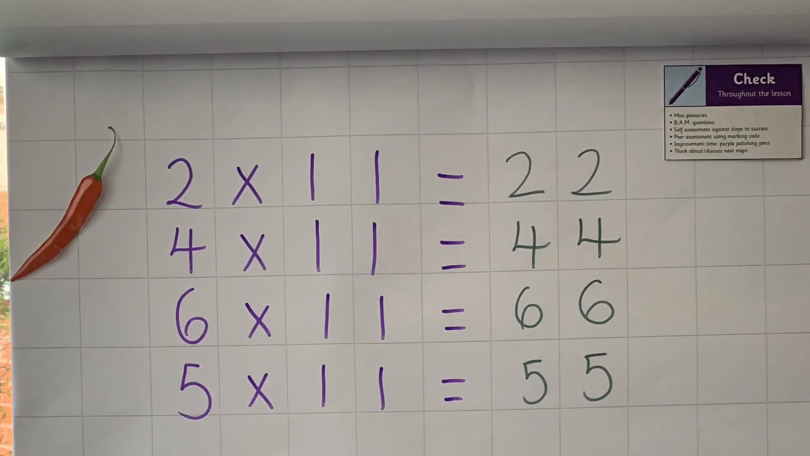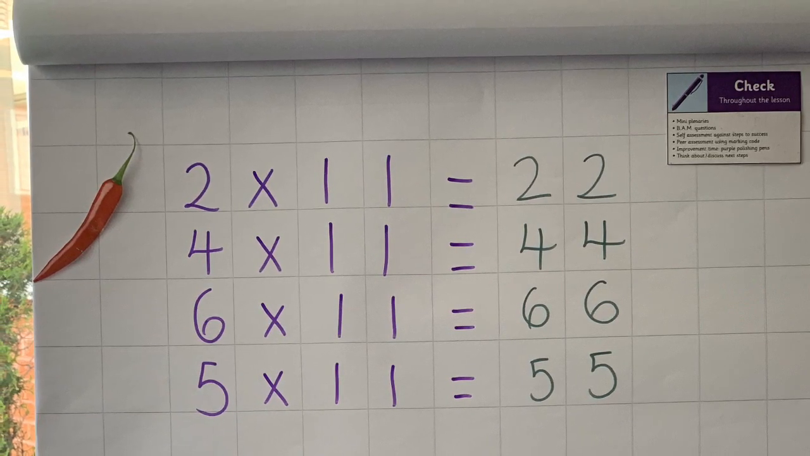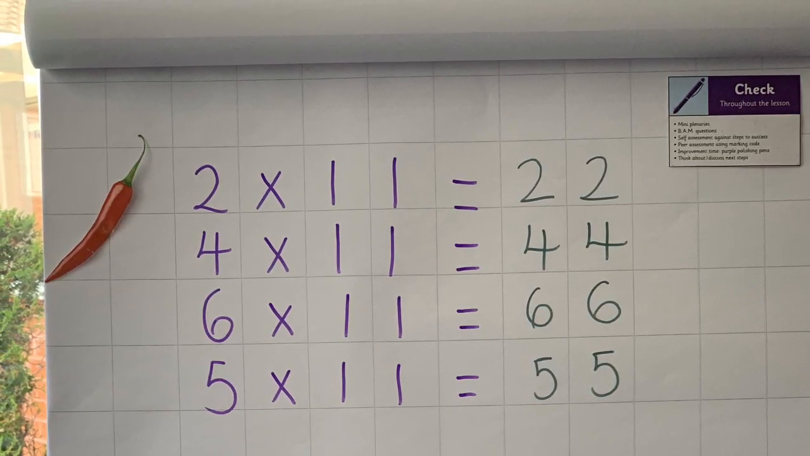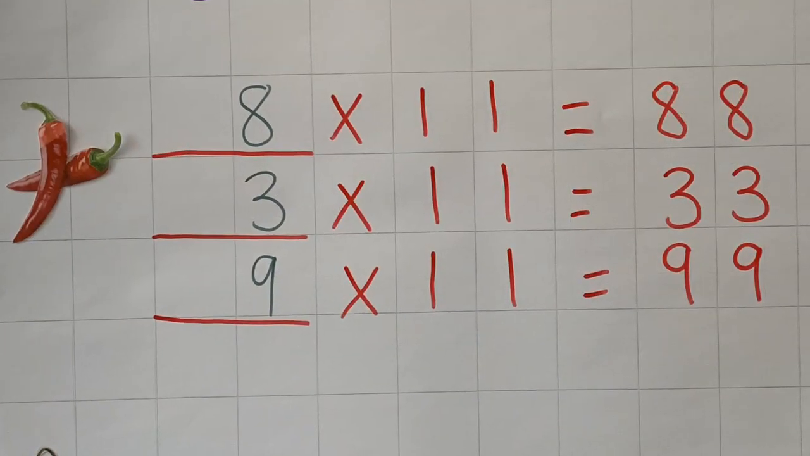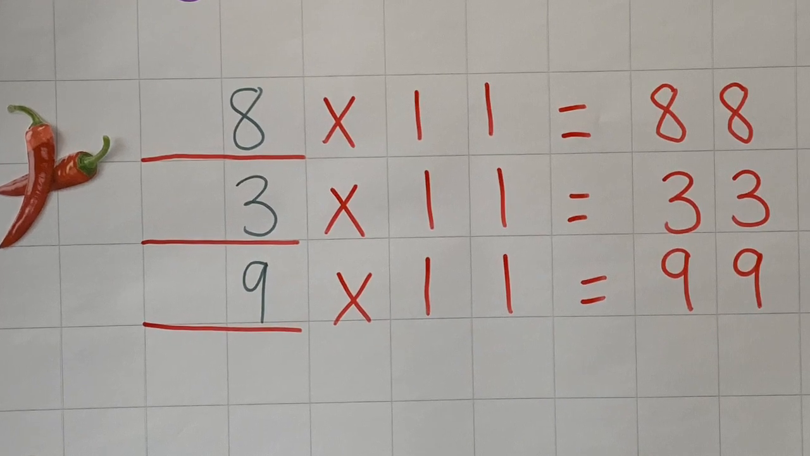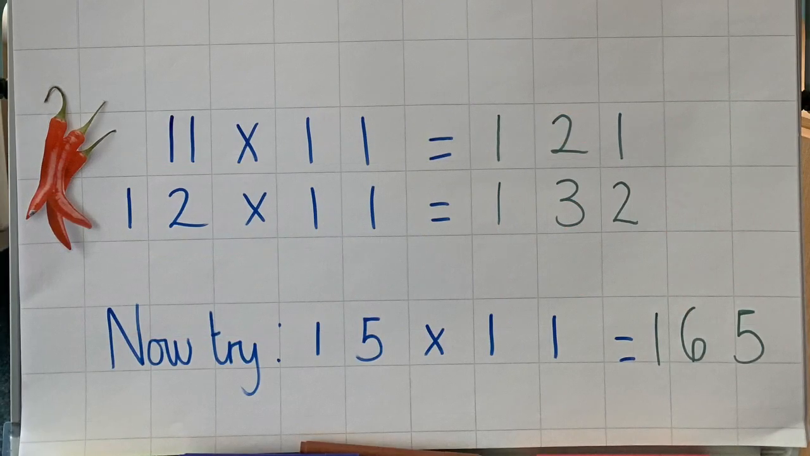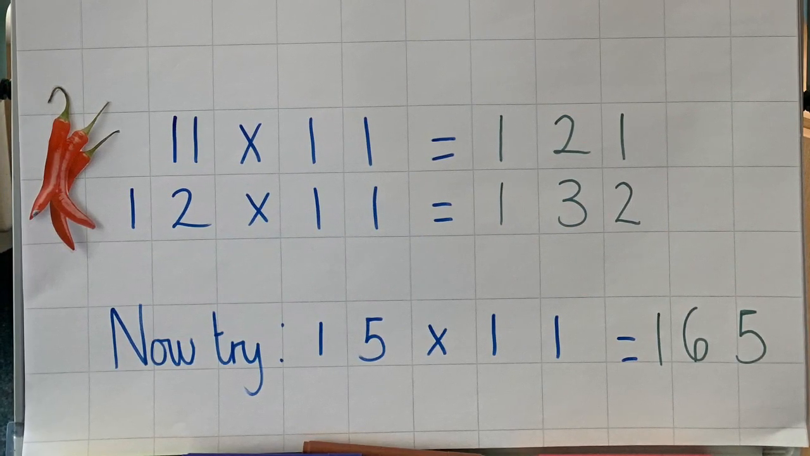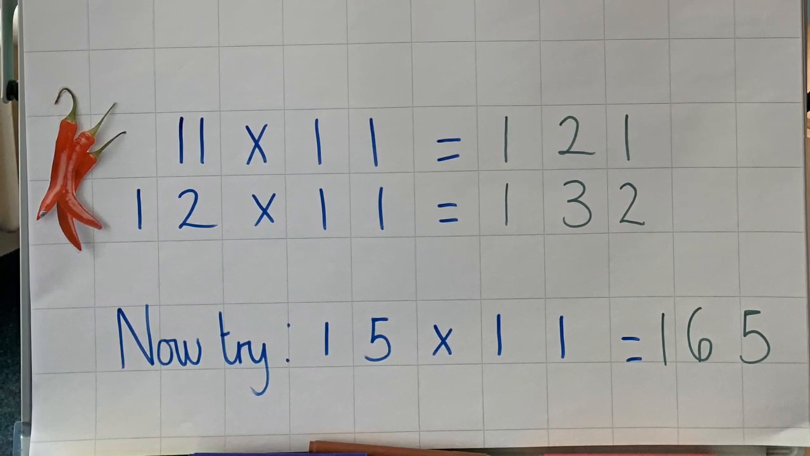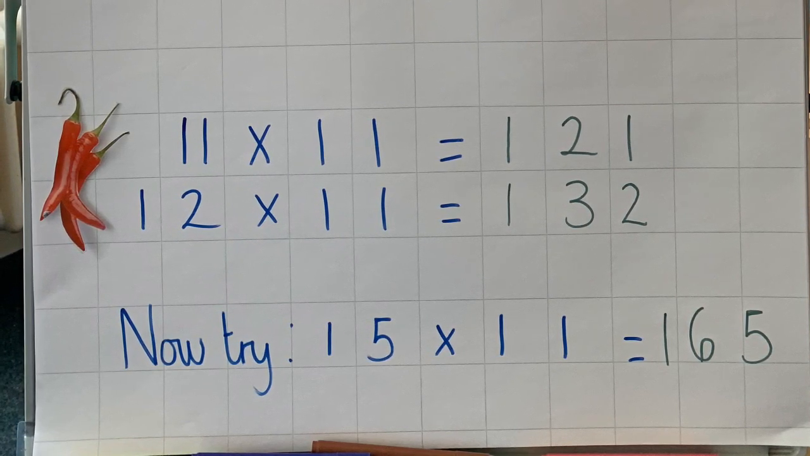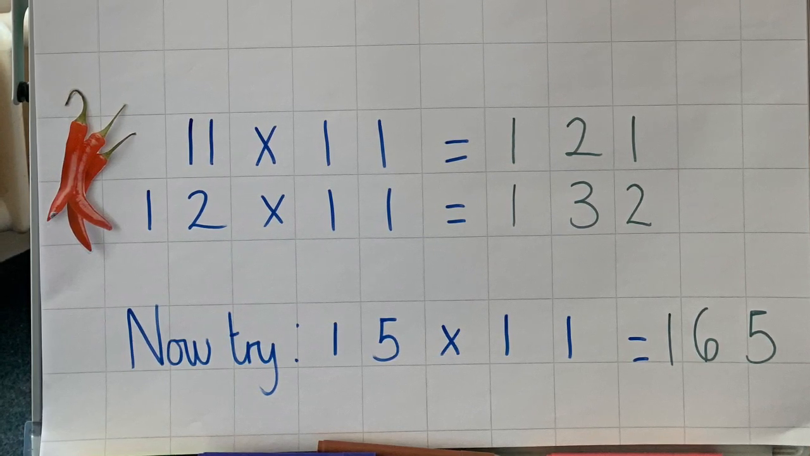Here is your check for Chili Challenge 1. These are the answers that you should have got. I wonder how many of you remembered them from the counting stick. Here is your check for Chili Challenge 2 with those missing number problems. And here is your check for Chili Challenge 3. Remember, for this extra one, 15 times 11, you could have done 10 times 11 and then 5 times 11 and add them together to find the answer. I wonder how you all did it.